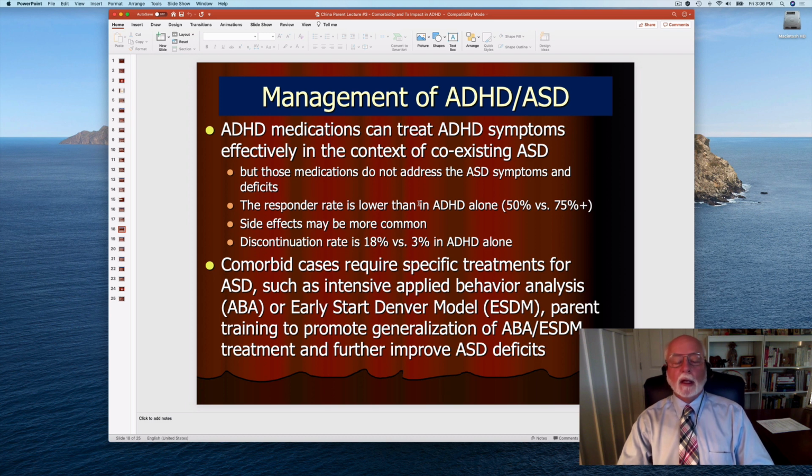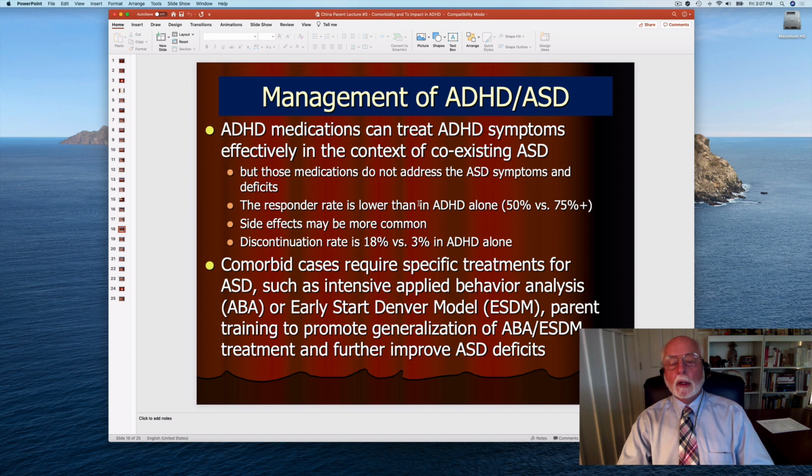In previous decades, it was thought that you couldn't use an ADHD stimulant with a child with autism because it would make the autistic symptoms worse. But subsequent studies have shown that is not true, that you can effectively manage the ADHD with an ADHD drug. So we're more likely now to use ADHD medicines where we see these two disorders coexisting in the same child. However, there are a few caveats or qualifications about these remarks on medication.